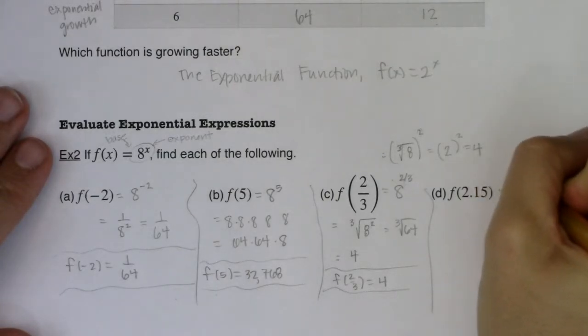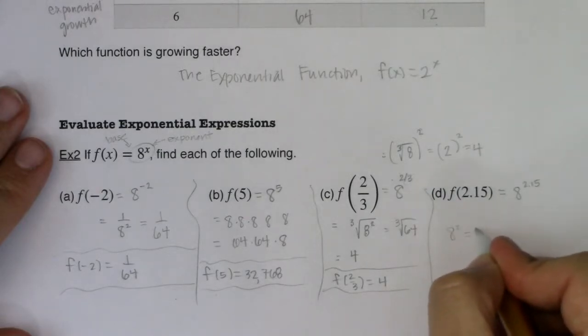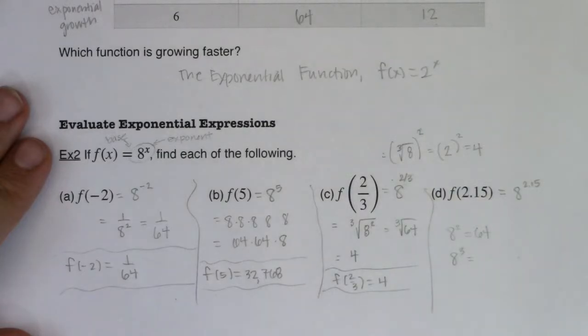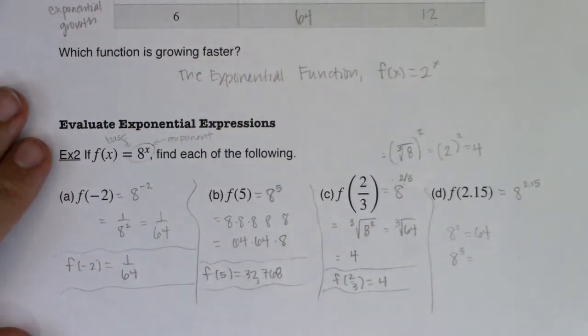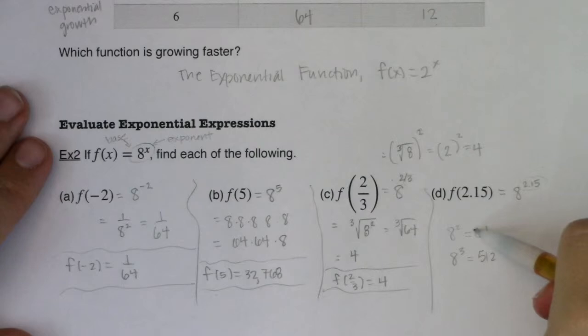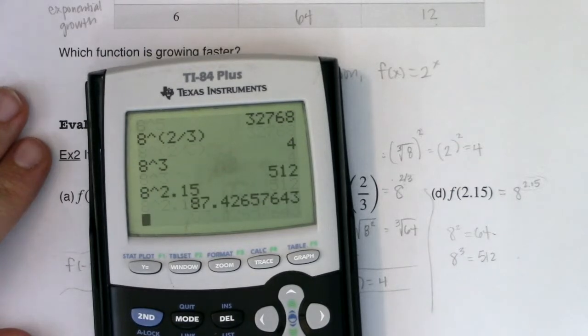And last but not least, we have 8 to the 2.15 power. Now, before I go too much further, I want us to think about what this number would be in our heads. You know 8 squared is 64. If I did 8 cubed, let's see what 8 cubed would leave me with. 8 cubed, we're gonna pretend I did that in my head, it's 512, all right? And I mention this because we want 8 to the 2.15. Now, 2.15 is much closer to 2 than it is to 3, so I expect this answer to be closer to 64 than it is to 512. And let's see what we've got. If I do 8 raised to the 2.15 power, I'm gonna get, well, there we go, 87.427.